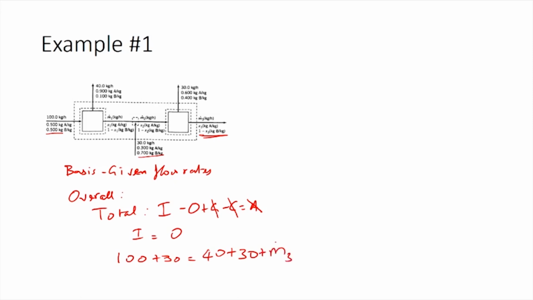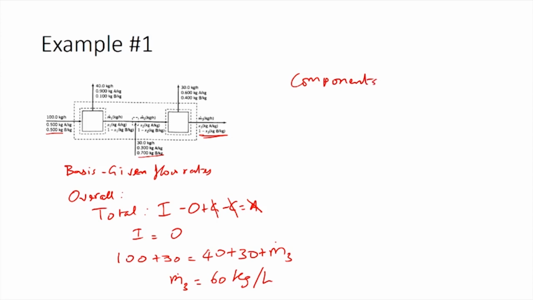So, now using this equation we can calculate M3 dot as 60 kilograms per hour. So, now that we have calculated the mass flow rate of the product stream 3, we need to calculate the composition of product stream 3. That we can do by performing component balances for this stream.